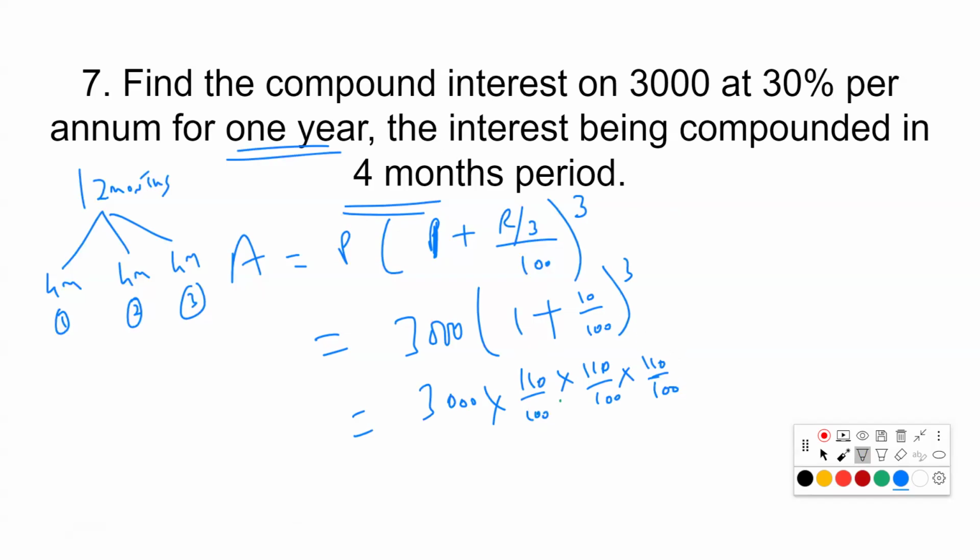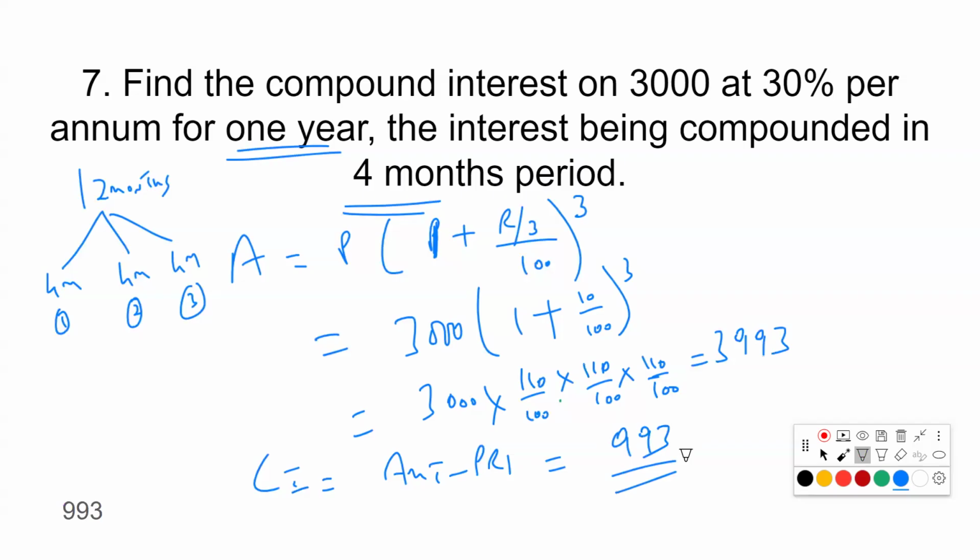And he says compound interest. Again, compound interest is amount minus principal. Here you get 3993. And the principal. And finally you say answer is 993. Yeah, correct. So compound interest is 993.